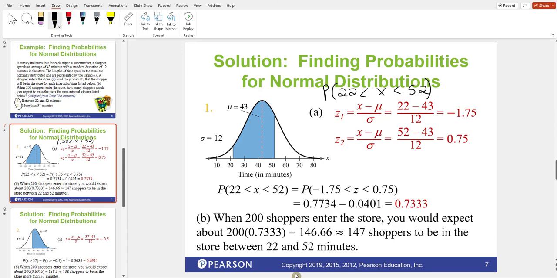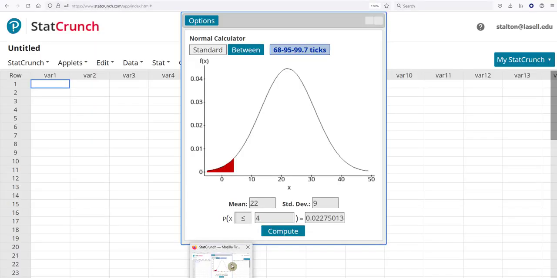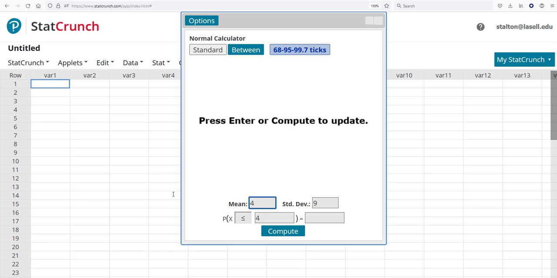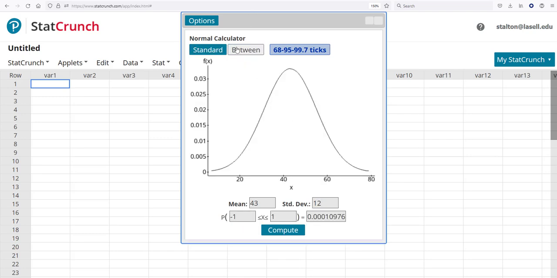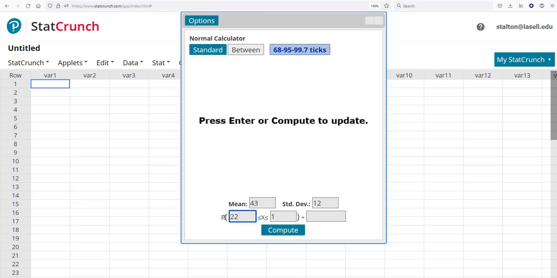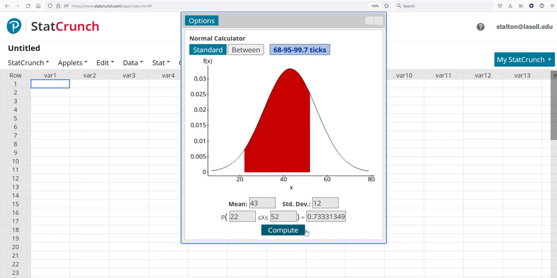All right, so let's go ahead and do this in StatCrunch. They told us the mean is 43, and they told us the standard deviation is 12. We got to do the in between. So we got to click between up here, and we want to know the probability that a shopper is in the store between 22 and 52. And when I hit compute, I get my answer, 0.733.